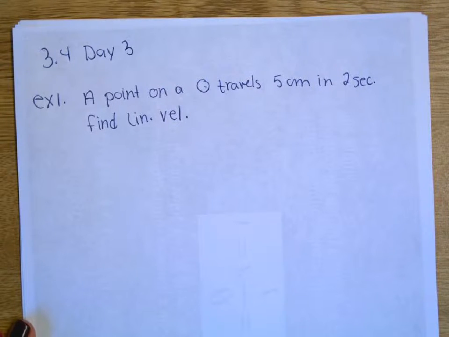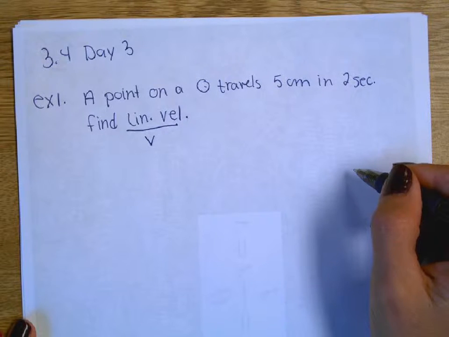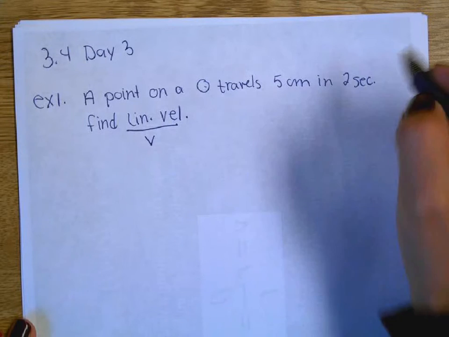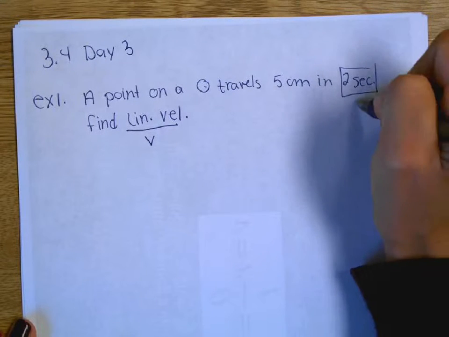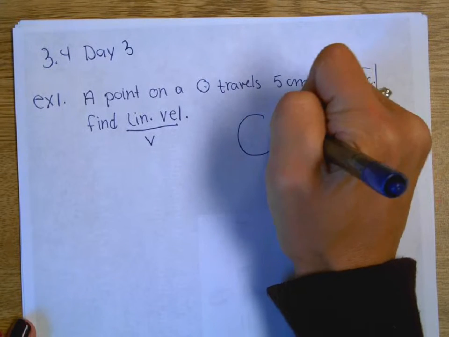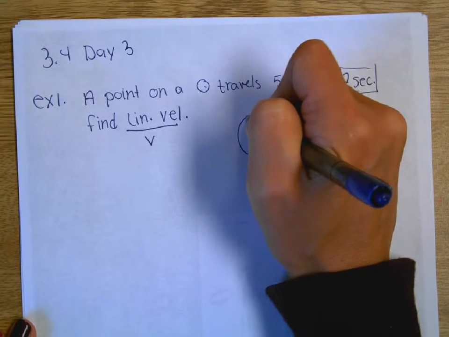Google it. Okay, let's see what's given. Well, first, what are we trying to find? Label everything with your symbols so that you can at least get a formula to go with. We're trying to find linear velocity. This is a point on a circle that travels 5 centimeters in 2 seconds. Well, obviously, this is time. What's that 5 centimeters giving us? That's giving us S. Centimeters is a distance. It's traveling on a circle. So you see you have a circle. Here's your point that's traveling 5 centimeters.